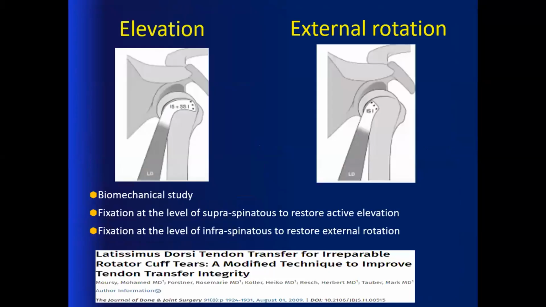There is a biomechanical study depending upon the level of tendon insertion. If the latissimus dorsi tendon is inserted at the level of the supraspinatus, it will restore the active elevation. Suppose if it is fixed at the level of the infraspinatus, then it will restore the forward elevation. External rotation is also restored.